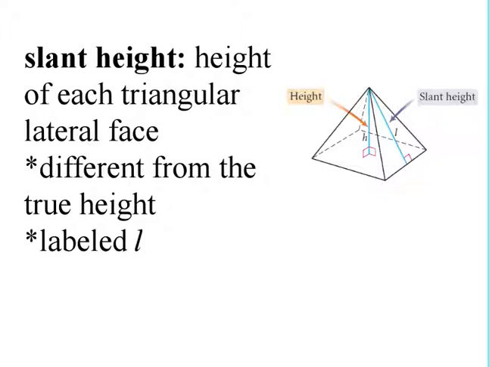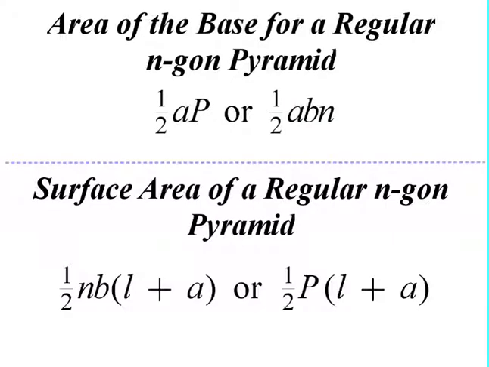The true height is going to be your vertical distance. The slant height is going to be, as you're looking on the side, the height of each of those individual slanted figures. We label that L. Okay, we label the true height H. Okay, so now let's go ahead and look at an example. Now, these are some formulas you need to get down.